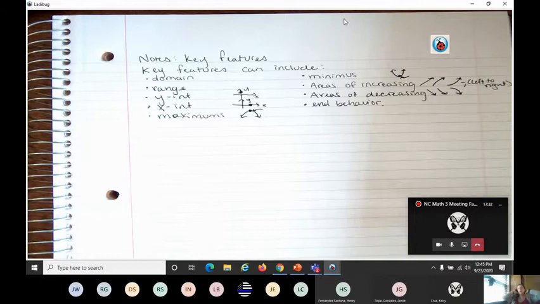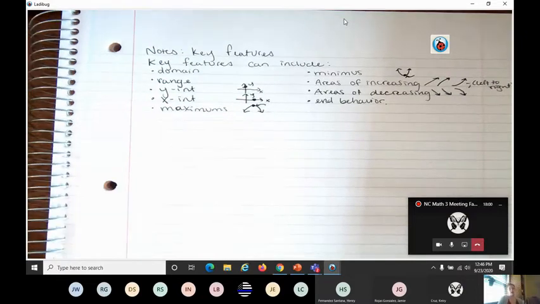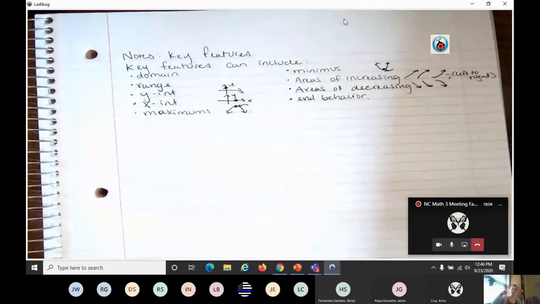Okay, so once we have all copied these key features down, we're going to go through and do 4 different examples, finding all of the key features for 4 different types of functions. So we'll do these for our function families that we talked about at the beginning of Unit 1. So we'll do an example for a linear function, a square root function, a quadratic, and an absolute value. Okay, so we have 4 examples that we're going to do once you guys have these copied down.